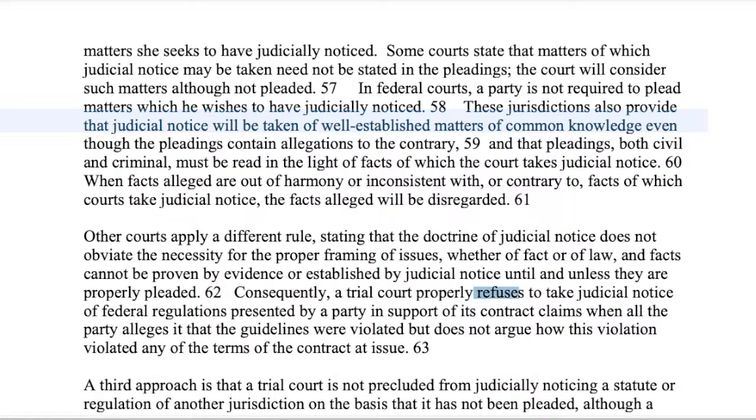Consequently, a trial court properly refuses to take judicial notice of federal regulations presented by a party in support of its contract claims when the party alleges that the guidelines were violated, but does not argue how this violation violated any of the terms of the contract at issue. So the federal regulations, there was no stipulation in the contract that referred back to them, and then they tried to use judicial notice, and the trial court refused to take notice. Wow. Good approach there.